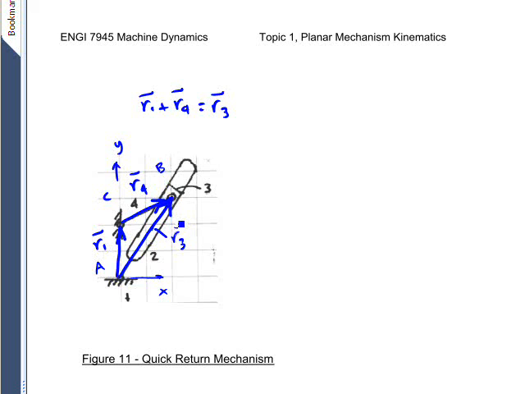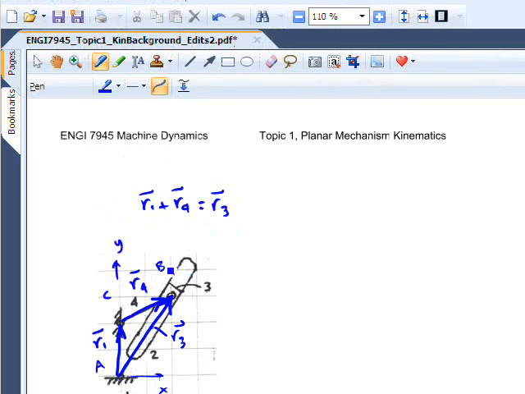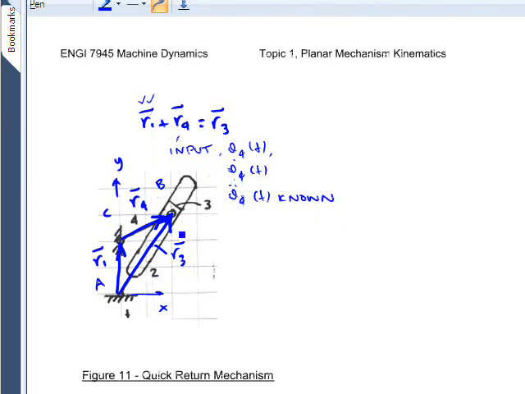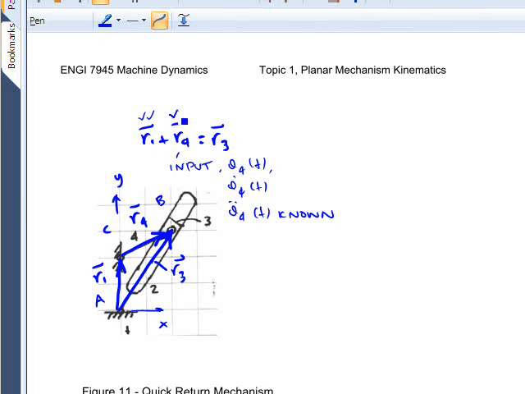Now, 3 vectors, 6 position quantities. I know, and you may recall this notation. Look at vector R1. I know its magnitude and its direction. Both are fixed, and I should know them if I've built this mechanism. R4, let's say R4 is the input link, which means that theta 4 of t, theta 4 dot of t, and theta 4 double dot of t are known. If that's the input link, then I would know its length, and I would always know its angle. Okay, there's theta 4.